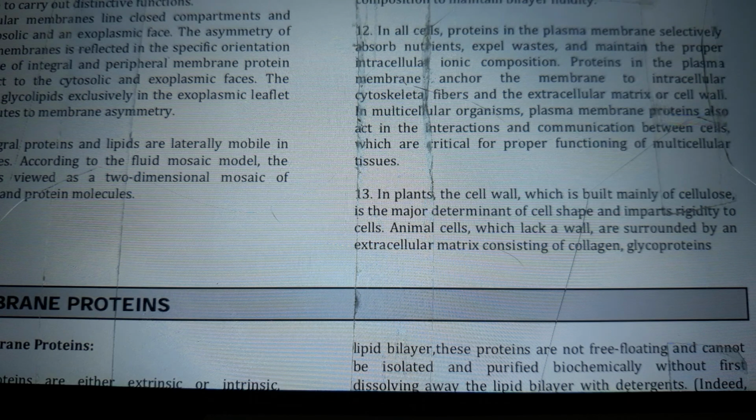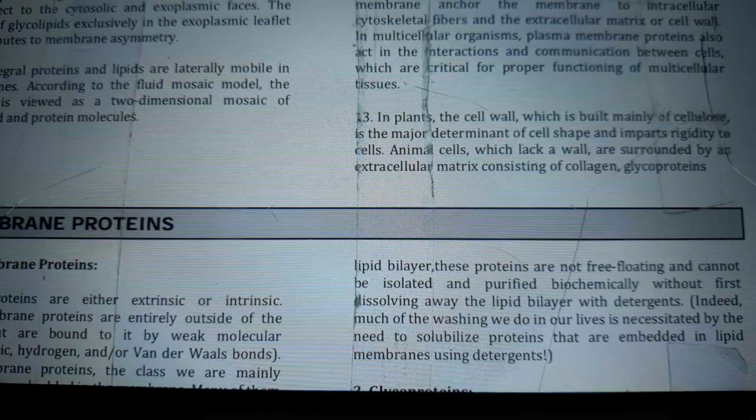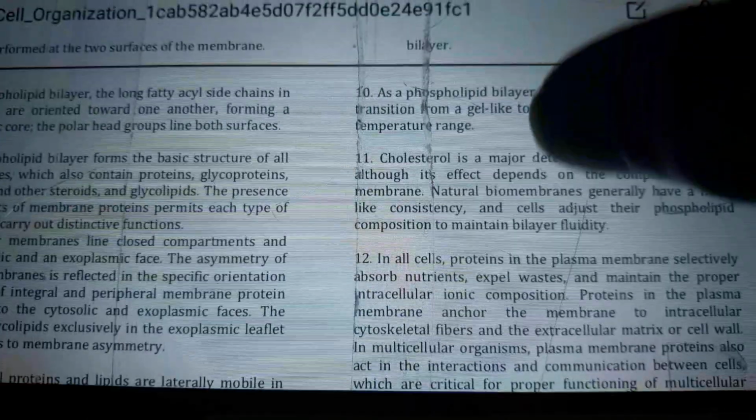The asymmetry of biological membranes is reflected in the specific orientation of each type of integral and peripheral membrane protein with respect to the cytosolic and exoplasmic phases. The presence of glycolipids exclusively in the exoplasmic leaflet also contributes to membrane asymmetry. Most integral proteins and lipids are laterally mobile in biomembranes. According to the fluid mosaic model, the membrane is viewed as a two-dimensional mosaic of phospholipid and protein molecules.